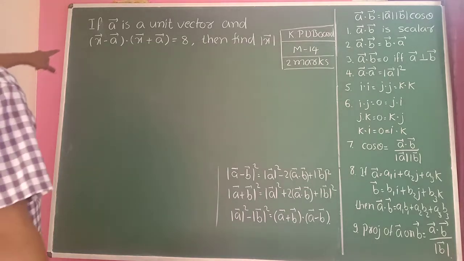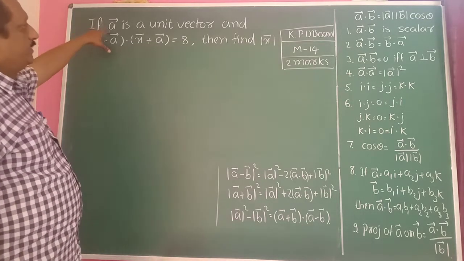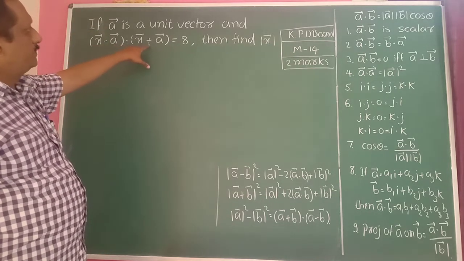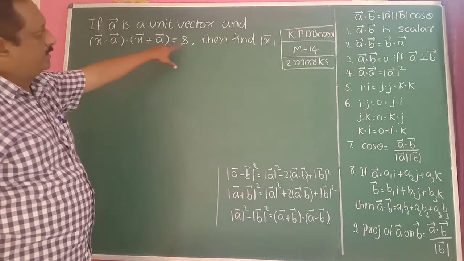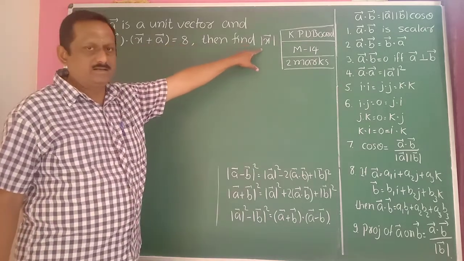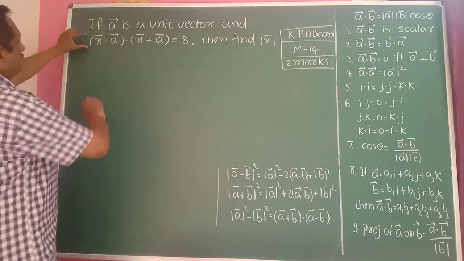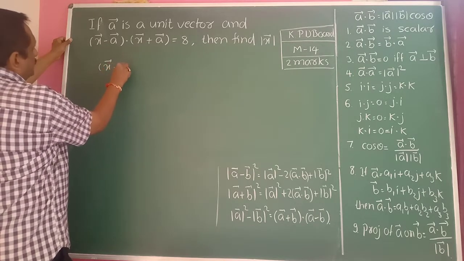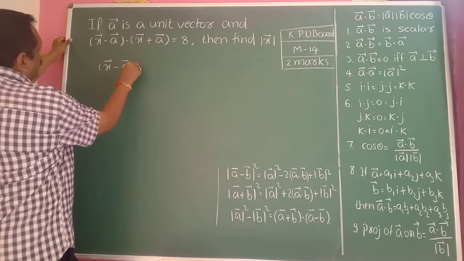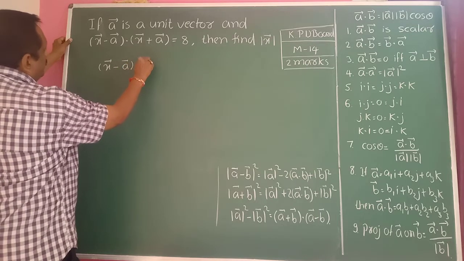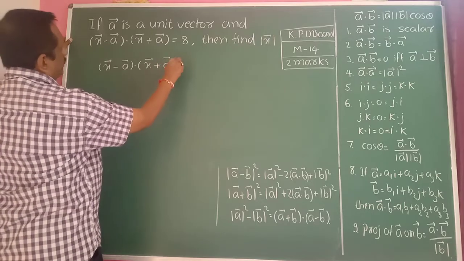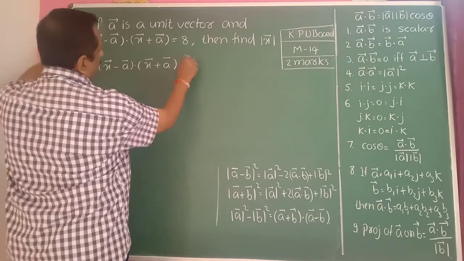So if a bar is a unit vector and if x bar minus a bar dot x bar plus a bar is equal to 8, then find modulus of x bar. In this case they have given x bar minus a bar dot x bar plus a bar is equal to 8.